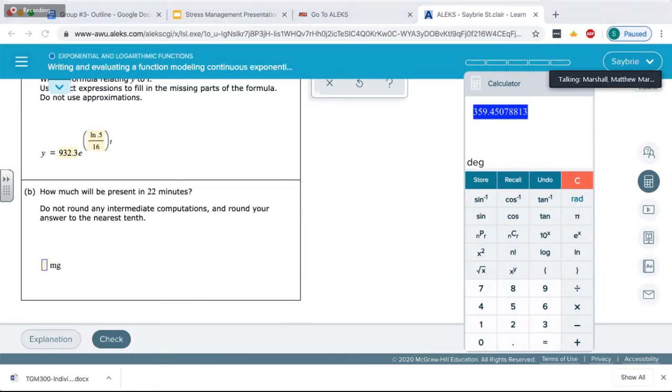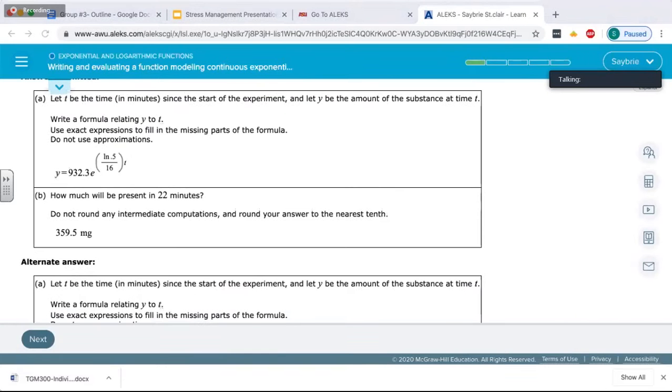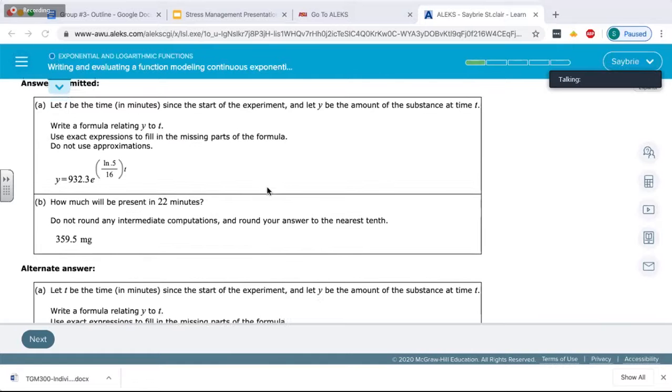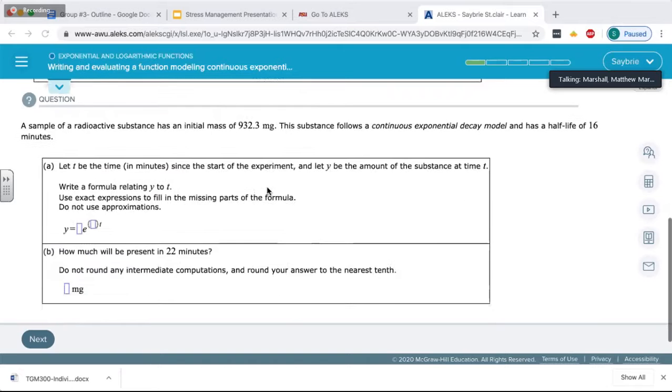Nearest tenth. 0.5. There you go. Yay. Customary not to start a number with a decimal point. Alright, whatever.